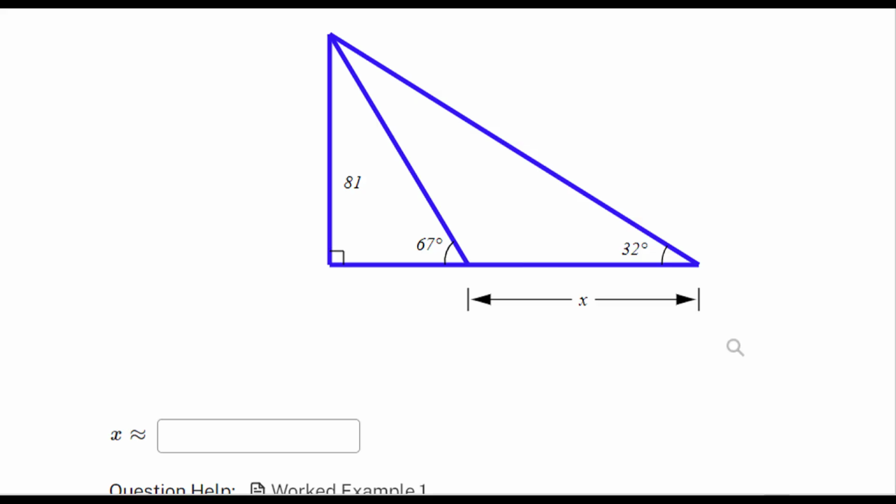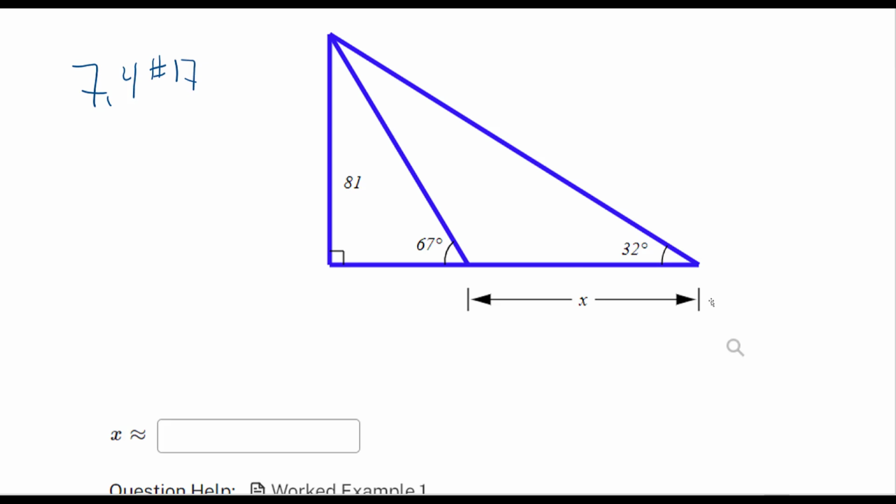Okay, this is 7.4, number 17. This is the version that the student sent me, so I'm going to go ahead and work this one. The process would be the same for yours. You might have different numbers though, and this is not drawn to scale, as the instructions say. Okay, so we want to find this distance x.